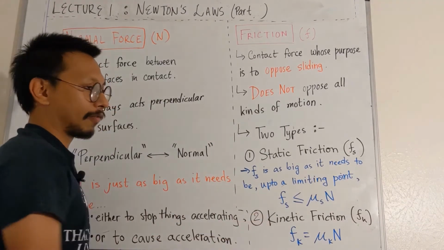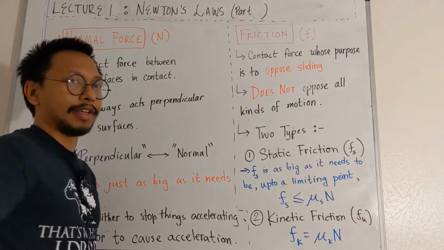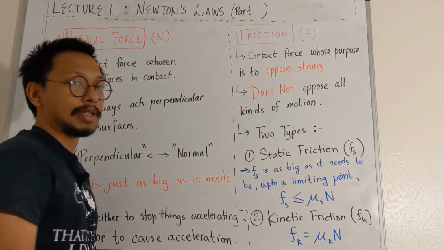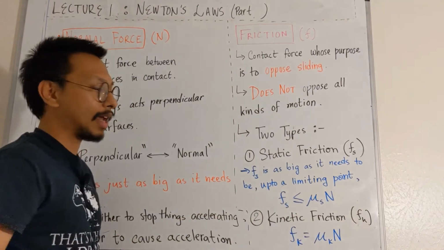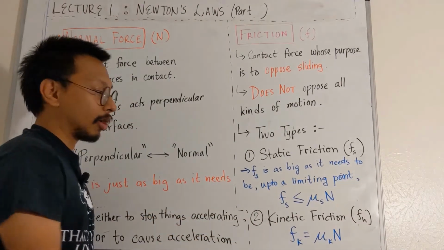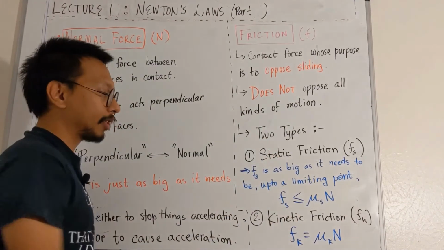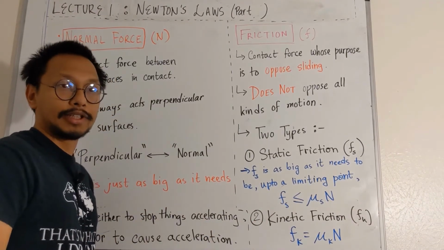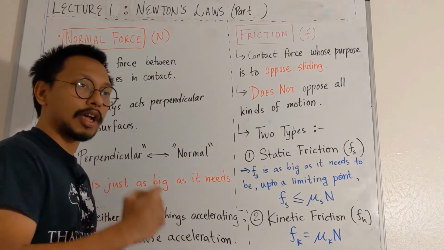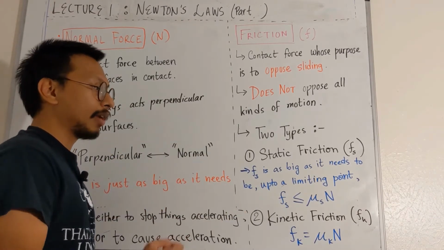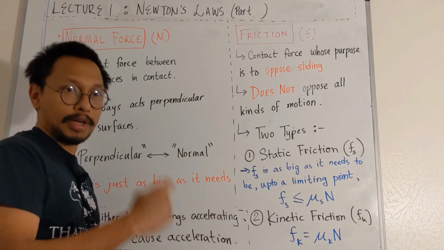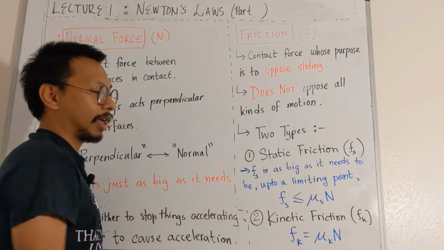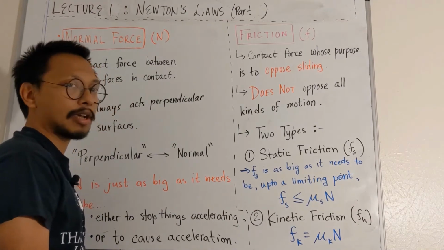Now let's move on to kinetic friction. Kinetic friction is denoted by F sub k. K means kinetic and here s meant static. It is much simpler. How is this different from static friction? Kinetic friction exists between two surfaces already sliding against each other. So whenever an object starts sliding over another surface, then the friction, if present, is considered to be kinetic friction, which is Fk equals mu k times N.